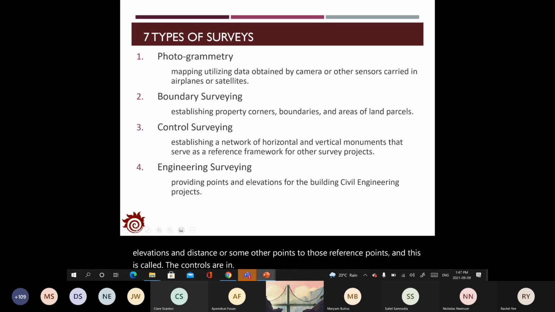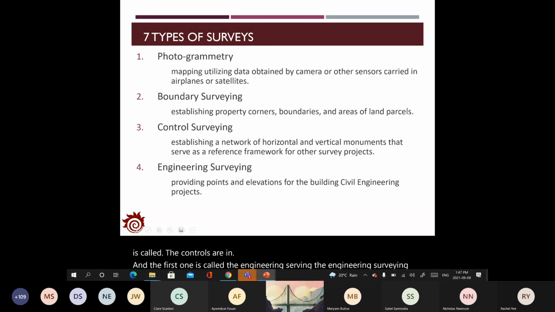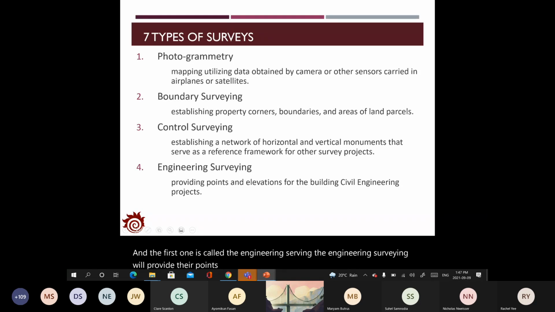And the fourth one is called engineering surveying. The engineering surveying will provide the points and elevations for the buildings, which would be something that is not from nature. And we're going to need to use this kind of surveying to conduct some of the civil engineering projects, such as actual buildings, residential buildings, or it could be some of the bridges or the highway or the local roads.